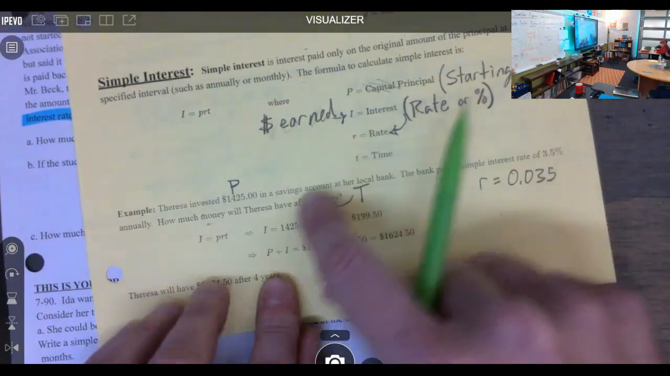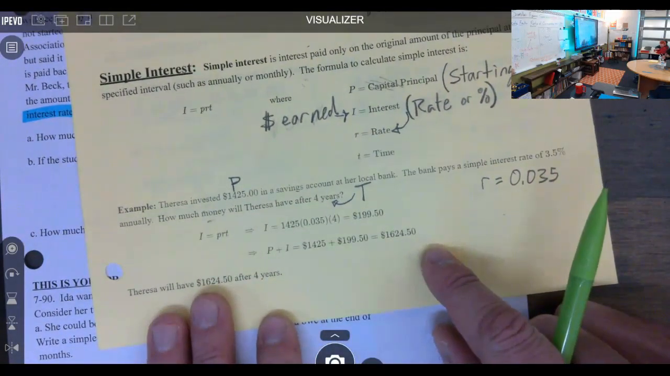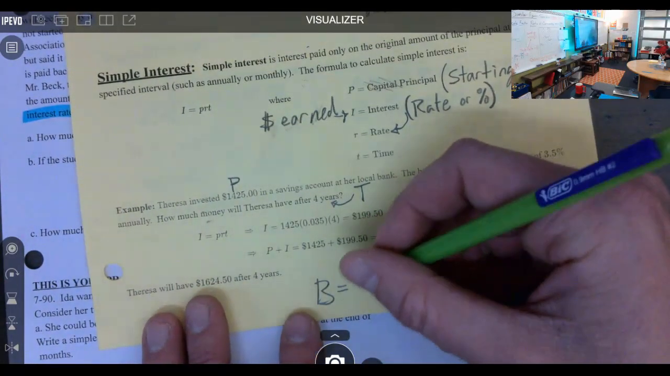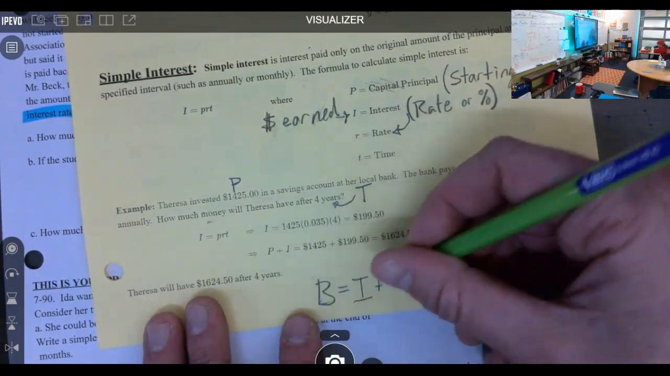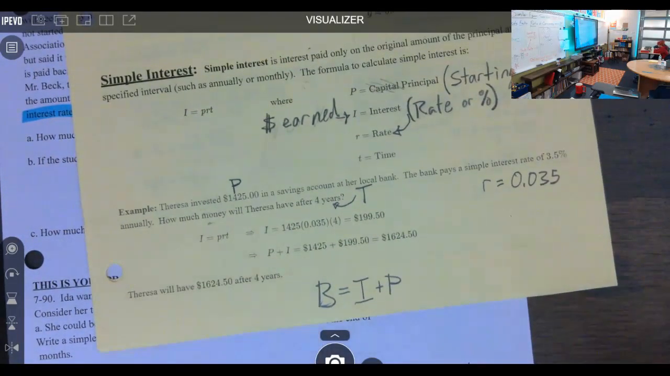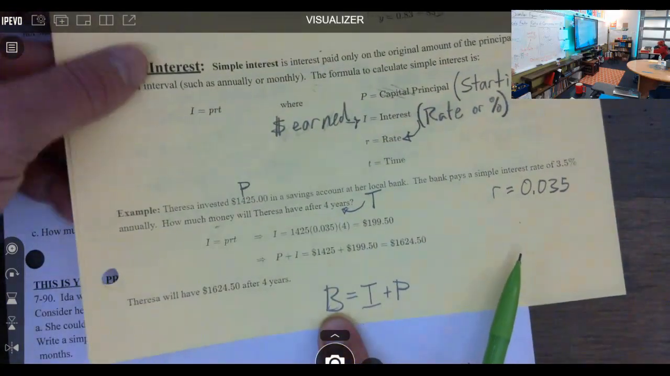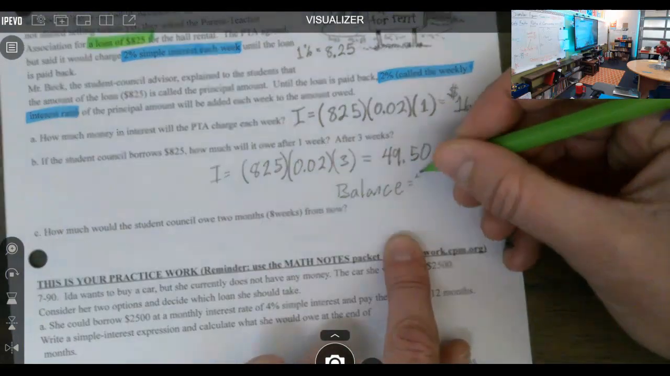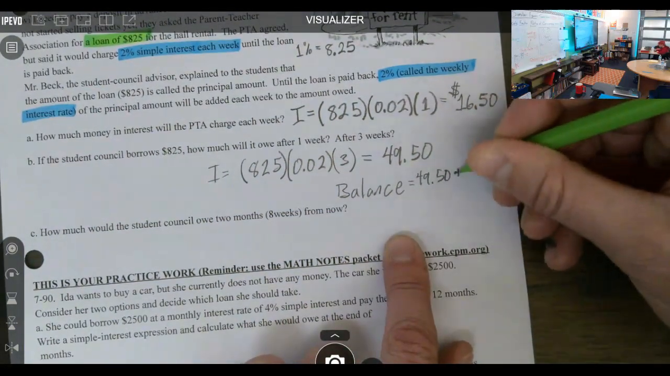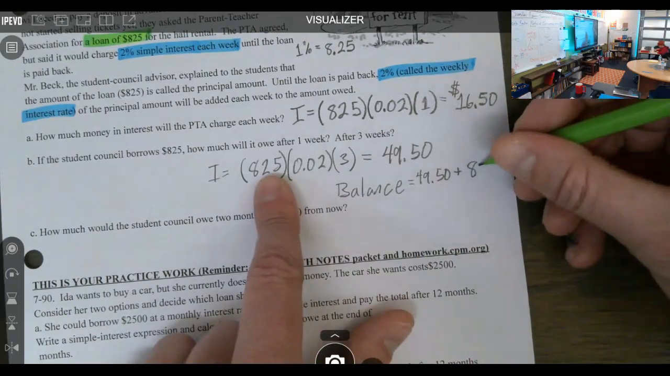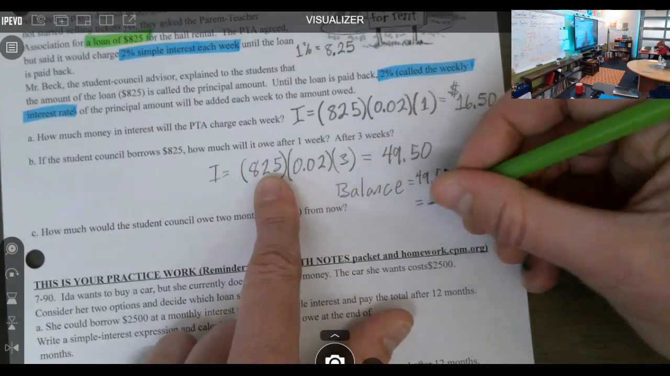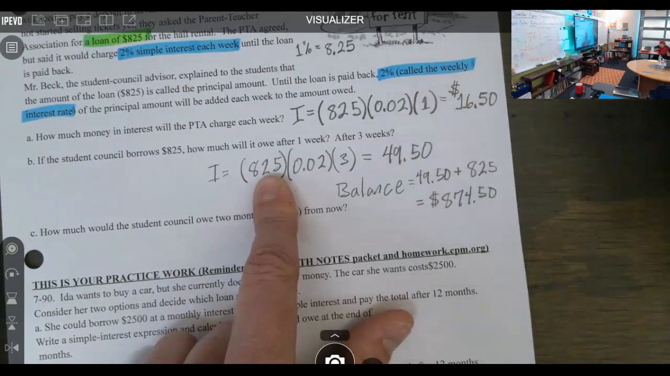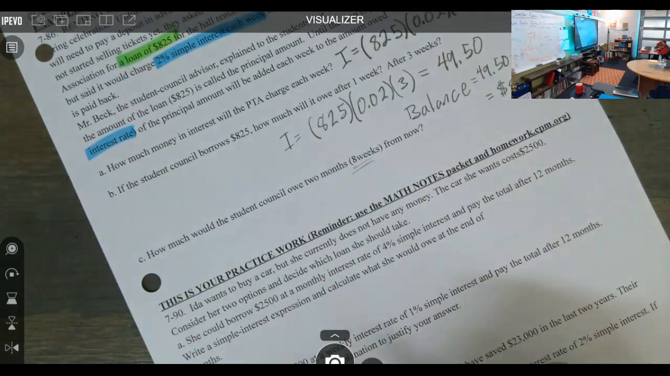On your math notes, the one other formula you might want to write down, the BIP formula. Balance equals the interest plus the principal. So our balance, the final that you owe, is the interest that we just accrued, the extra, 49.50, but then we also have to add 825, which equals 874.50. Dollars, you know what I mean. It works. All right, let's try that for 8 weeks.